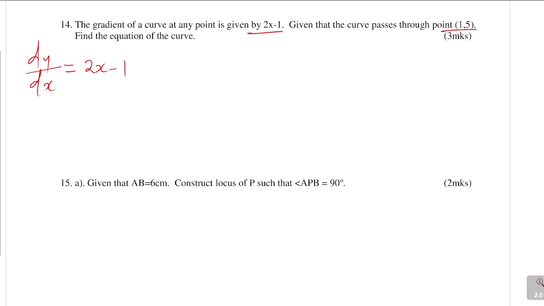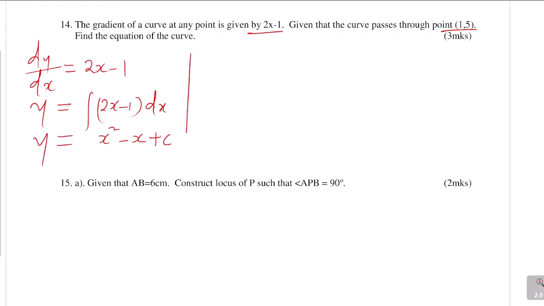To find the equation given the gradient function, y is equal to the integral of the gradient function, 2x minus 1, with respect to x. When you integrate 2x, this will give x squared. Then negative 1 will give negative x, then plus a constant. So that is the equation.